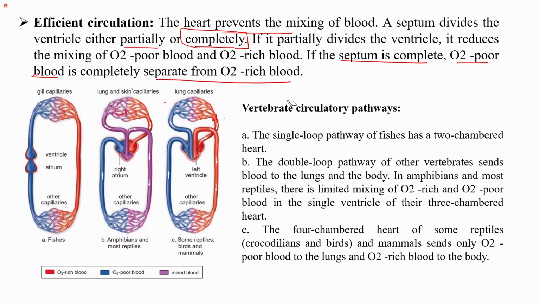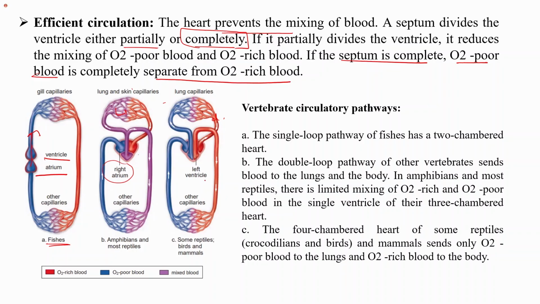Right? So you can see here that in the fish, where I mentioned that it consists of a single ventricle and single atrium, the blood flows directly like this. So there is a complete mixing. While in amphibians and most of the reptiles, there is a right atrium, there is a left atrium, and then they have a single ventricle. So there is a slight mixing.